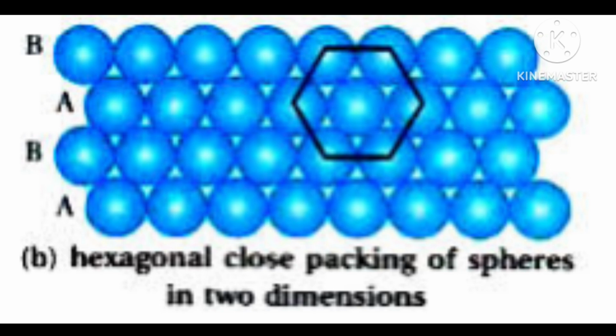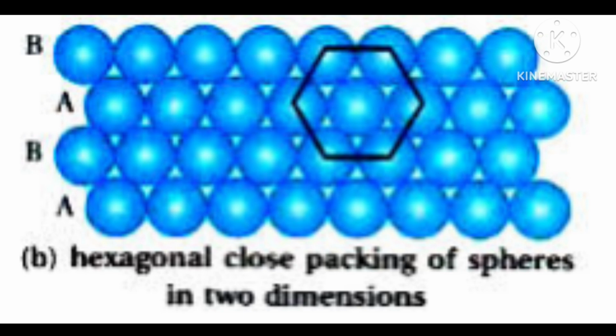The third layer, here also you are keeping a third layer. Third layer means all are different, a different arrangement, A, B, C. But here I will tell you what the difference is. The third layer may be placed above the second layer in a manner such that the spheres cover the octahedral voids.